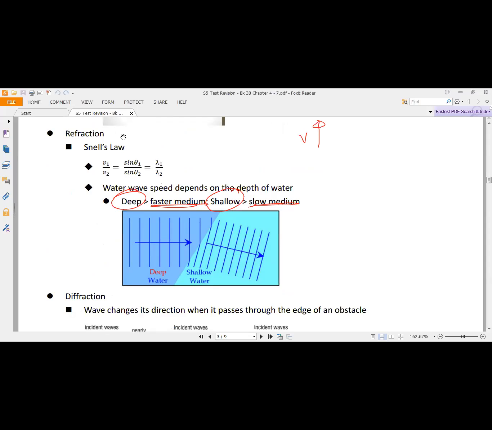When the speed is faster, its wavelength should also be larger, and then its angle will also be larger. So that's why from this graph, you may see that the deep region has a larger lambda compared with this one. Together with the angle, I will draw a normal line. This is the normal line, right? This is angle 1, and this is angle 2. So you may see that theta 1 should also be larger than theta 2. So that is the refraction part.